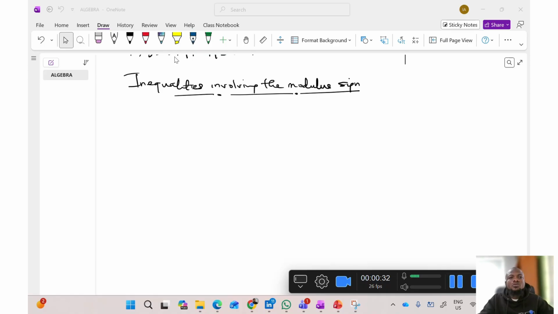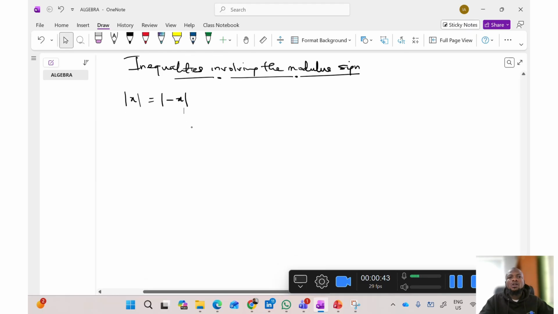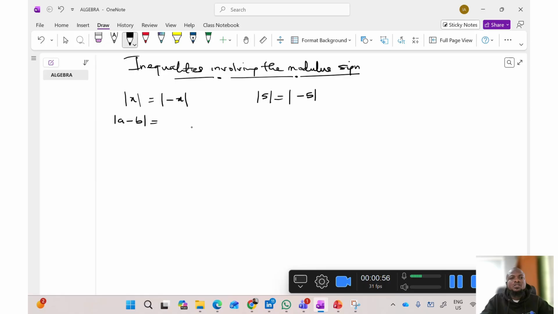So the first rule is that the absolute value of x is equal to the absolute value of minus x. I hope you've seen that in the previous session, when for example, the absolute value of 5 is equal to the absolute value of what? Minus 5. Then the absolute value of a minus b is equal to the absolute value of b minus a. What does that imply?